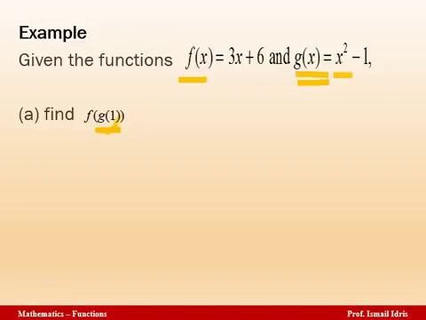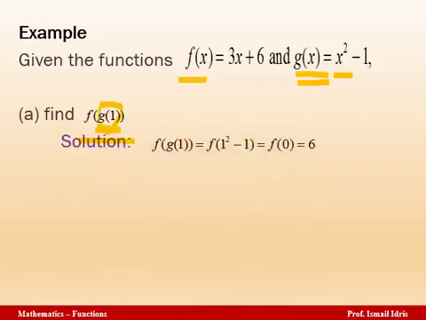When you get g of 1, which is 0, put it here, so find f of 0. So this is the solution. g of 1 is 1 squared minus 1, which is 0. So it will become f of 0. Now to find f of 0, put x equals 0 here. It will be 6. So the requirement (f circle g) of 1 is equal to 6.